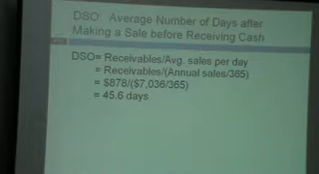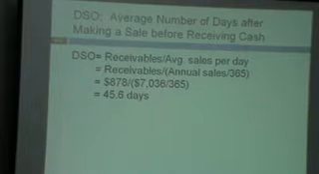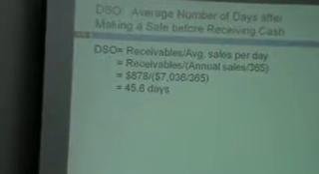So we want to see how many days this company is taking to convert its account receivables, which are sales, to cash. That is called day sales outstanding. DSO means days sales outstanding. The formula for calculating day sales outstanding is account receivables divided by average sales per day. Account receivables for this company are $878. Annual sales are 7,036, and 365 is the number of days in a year. Based on this calculation, the day sales outstanding for this company is 45.6 days.